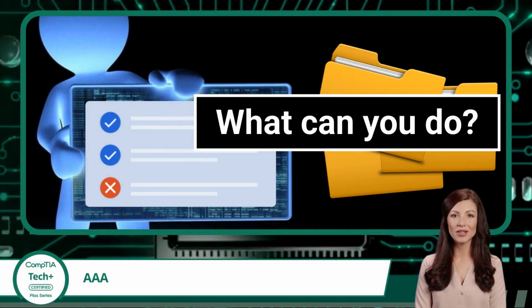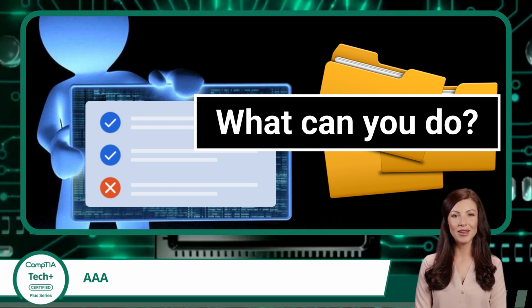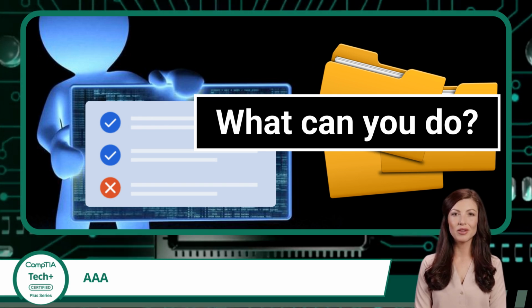Next, we have authorization. Let's say you've entered a building using a key. However, this doesn't mean you can access every room inside. Some rooms might require a different key. Similarly, in IT, once you're authenticated, it doesn't mean you can access everything. Authorization determines what you can or cannot do.